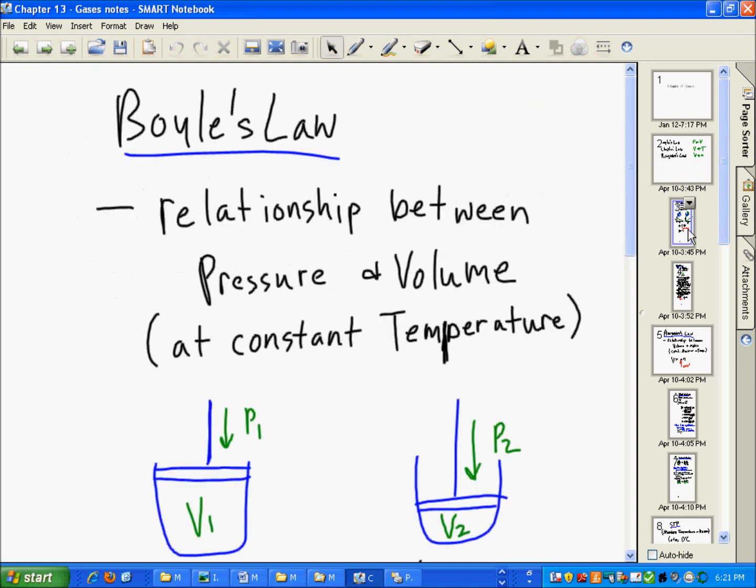A little bit on each one. Boyle's law, the relationship between pressure and volume, and that means holding temperature constant and moles constant, because if you start changing temperature, temperature affects pressure and volume. So if you don't hold the temperature constant, that could be changing at the same time, and so Boyle's law won't work in that case. So you have to keep the temperature constant.